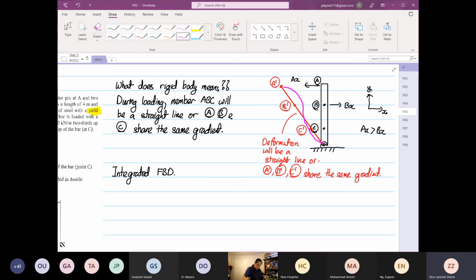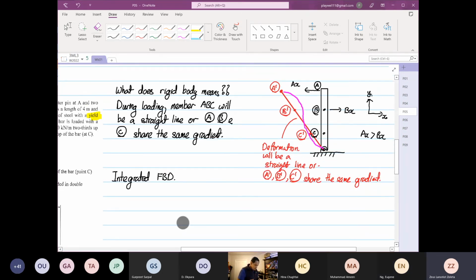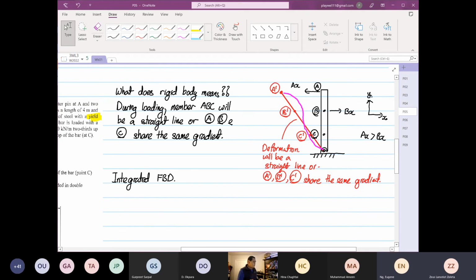Right. Okay. Any question? What do you mean by rigid now? So a lot of times when you see the word rigid now, you can relate. That's my purpose. Okay. Right.